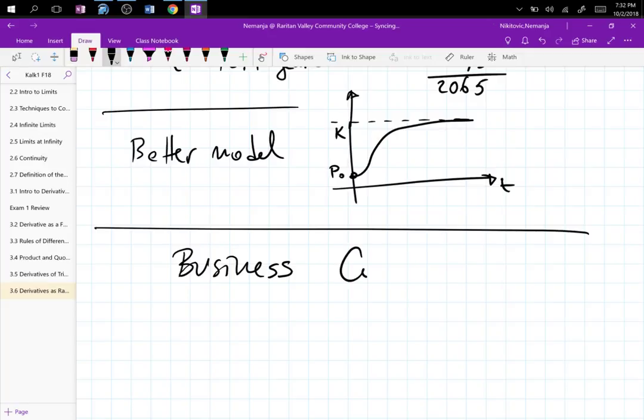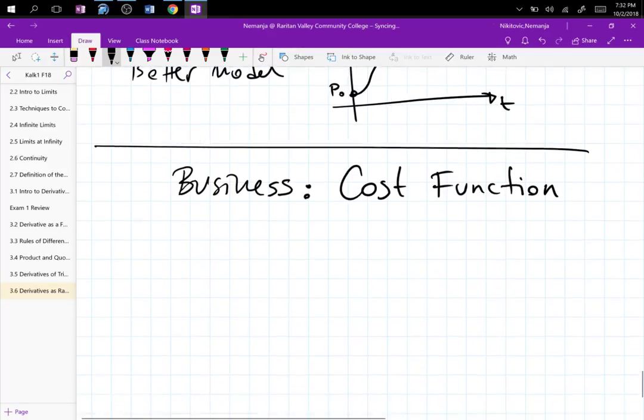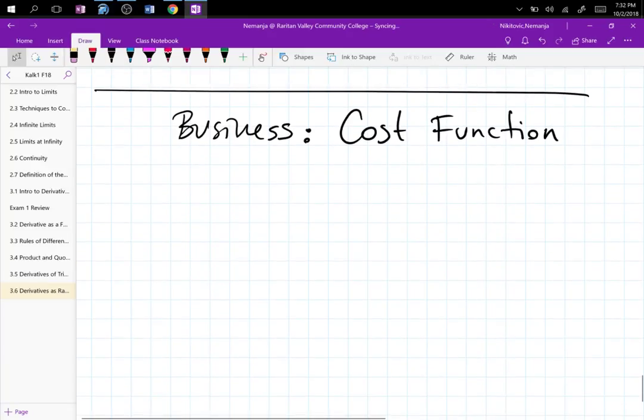I'm going to do the cost function. 99% of all businesses fail. Why? Well, let's see why. People can't do math, right? The price for something you make doesn't cover all of your costs.